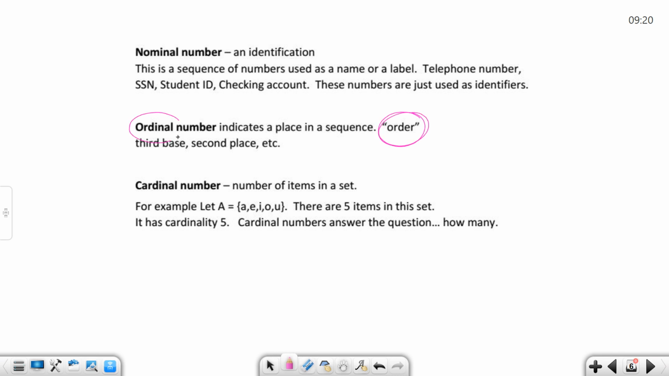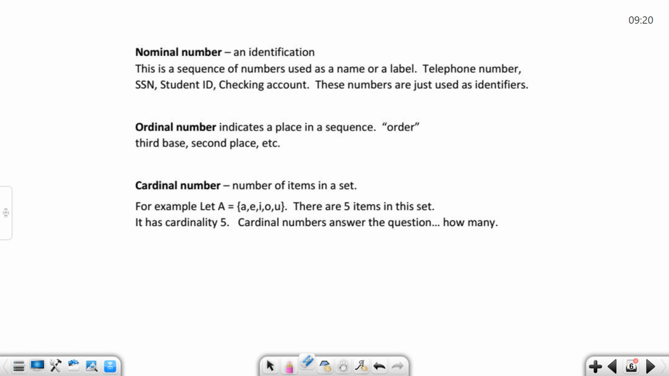Now, order, you want to think of ordinal. So if we have like third base, second place, that type of thing. Or let's see what else I've got in my notes real fast. This is the third room on the left, that type of thing. That's ordinal.